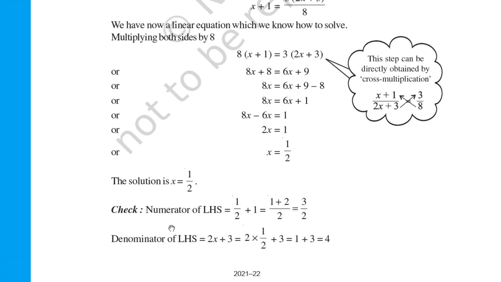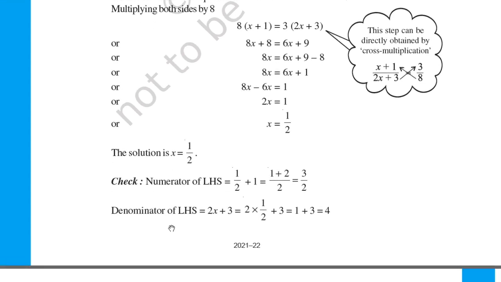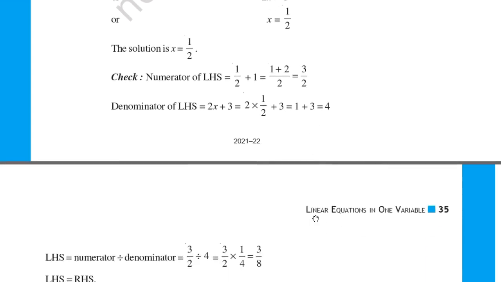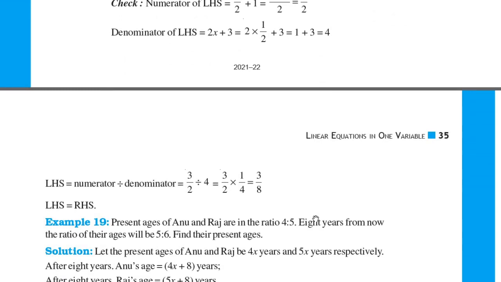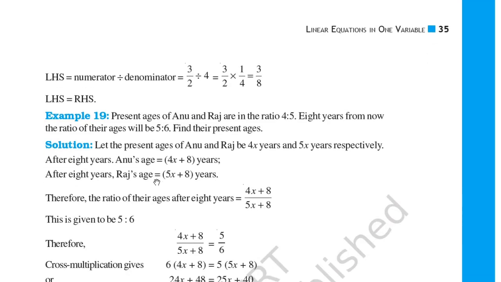We will check it in the LHS and RHS by putting the value of x as 1/2. So x+1 is 1/2+1, which is 3/2. The denominator 2x+3 is 2 into 1/2 plus 3, which is 1+3, equal to 4. Now the LHS is the numerator divided by the denominator. So 3/2 divided by 4 is 3/2 into 1/4, which is 3/8. So the LHS and RHS are equal. So the value of x is correct.